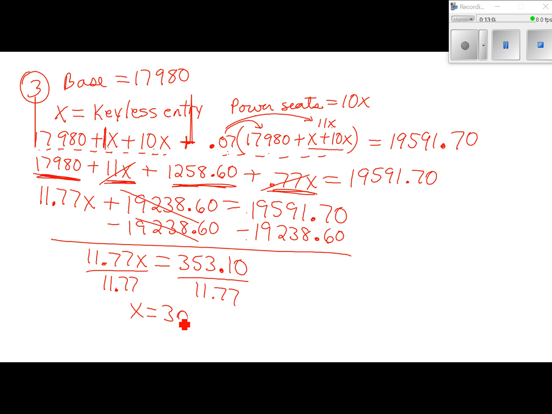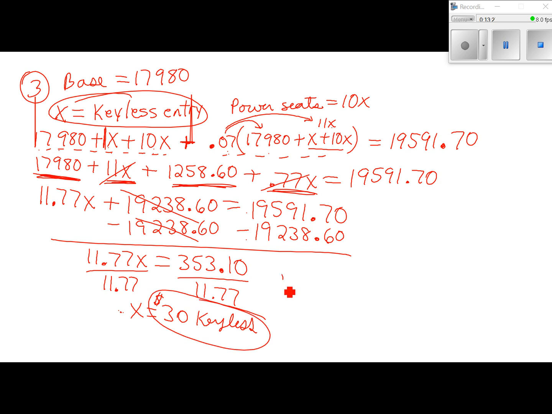Now we go back and we have to interpret what we found here. We let X be the cost of the keyless entry. So that's this. So the keyless entry cost an extra $30. That's one of our answers. And they said the power front passenger seat actually was 10 times that. So all we do is 10 times 30, which is $300. So those are our two answers, $30 and $300.